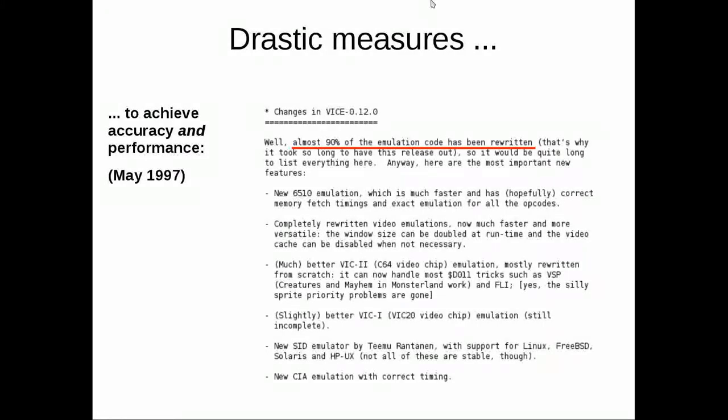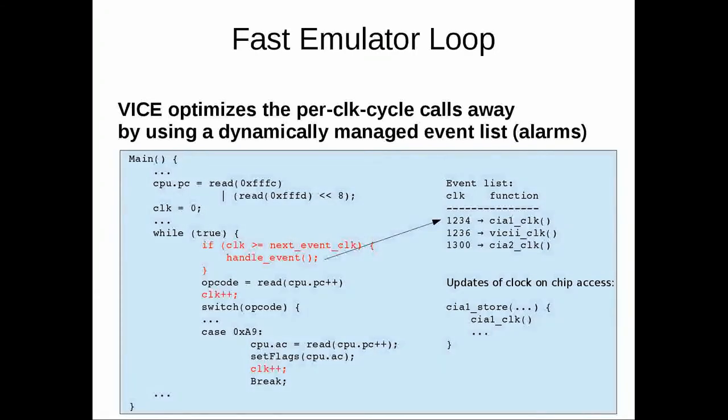So now that I've talked about how VICE started, let me show you how we actually tackled the problem of an accurate and fast emulation. What we did was this fast emulator loop using an event list instead of per clock cycle calls, because when we do these in each clock cycle, for example, the CIA timer just advances by one value. You don't need to count it every time, in each and every clock cycle, but you only need to take care of it when it underflows, when it reaches zero, and then you have to reset the value.